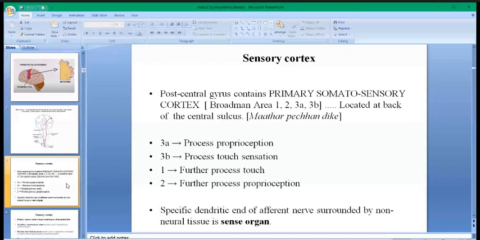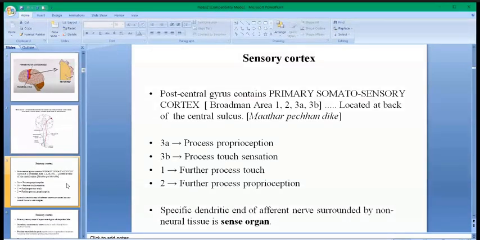That is why when we do the practical of the sensation, we do like that. And then two points are touched. Whether two points or one point has been touched, the person can perceive. That means the sensation and the sensory cortex are alright. In that way, we test the sensation. Am I clear?